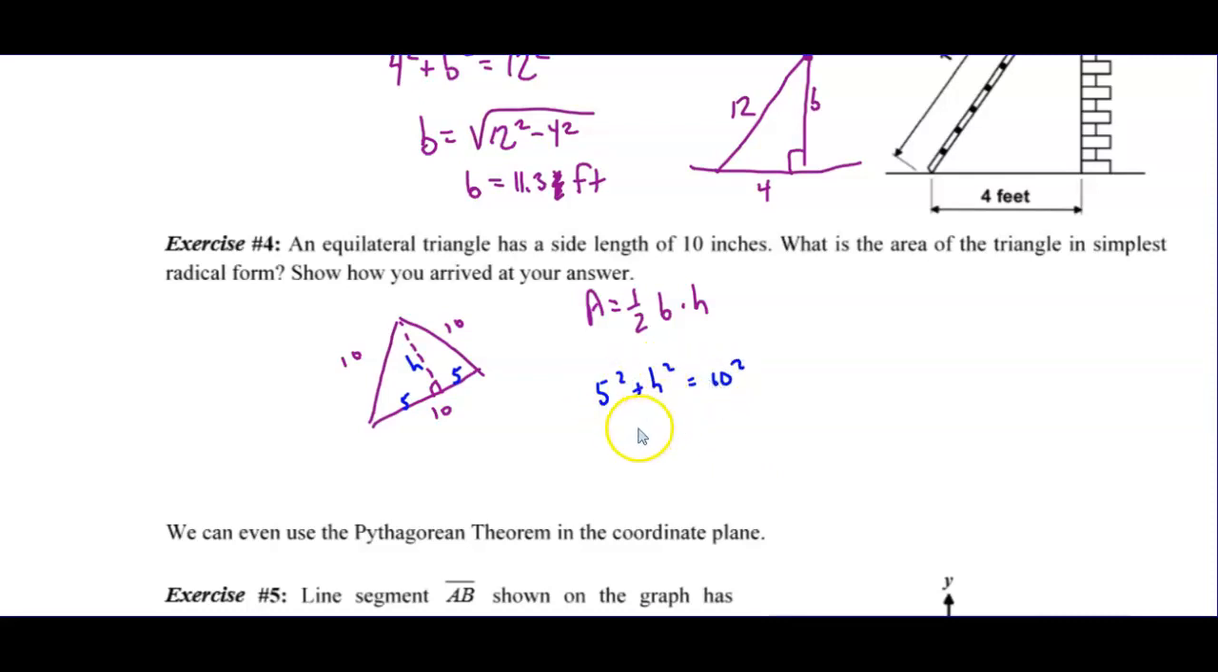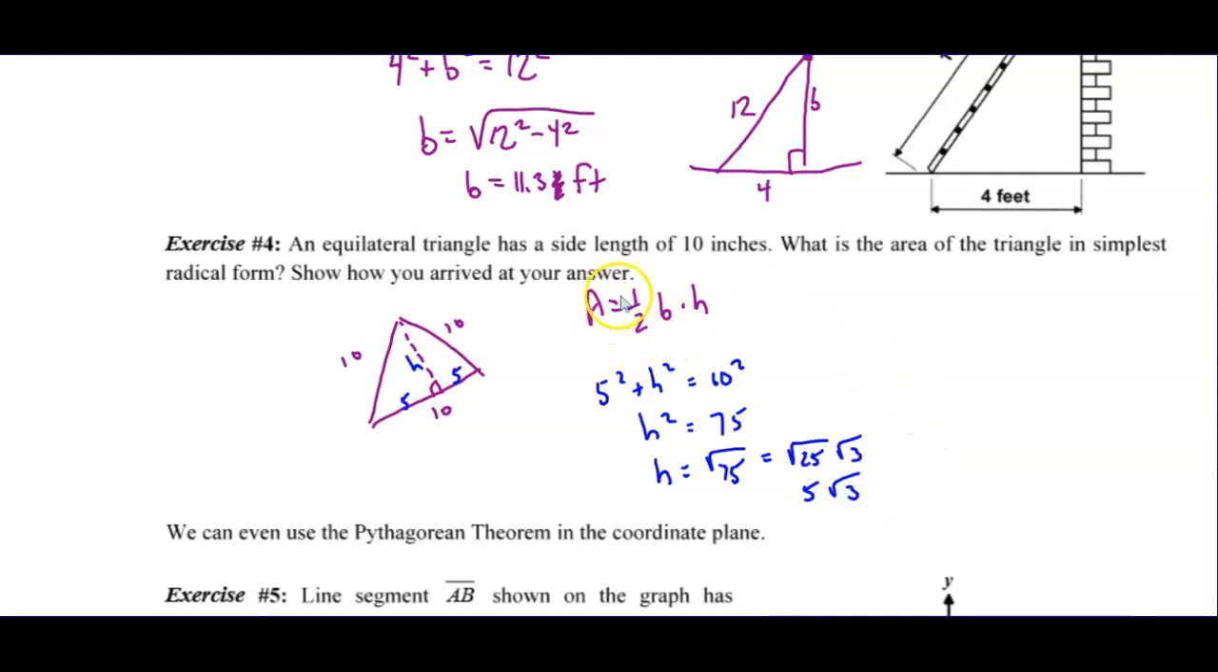So subtracting, I would have h squared equals, what's that going to be? 100 minus 25 is 75. So h is equal to root 75, and it wants it in simplest radical form. So let's simplify this root and say it's 25 times 3, which is 5 root 3.